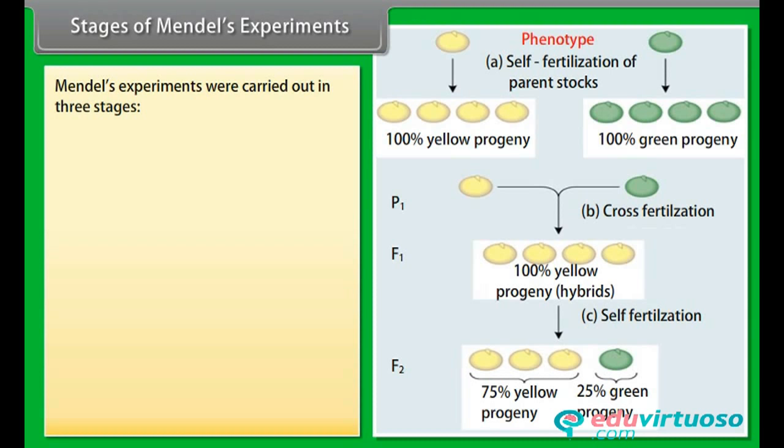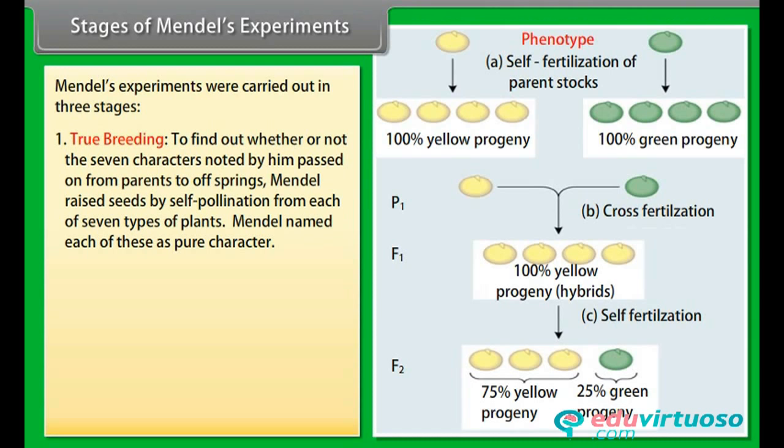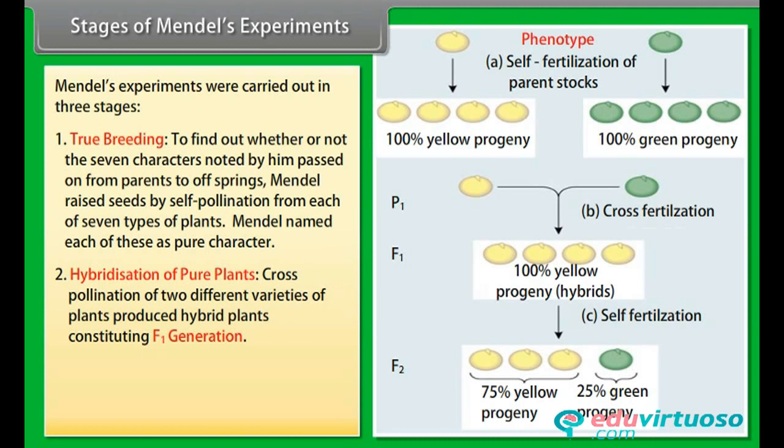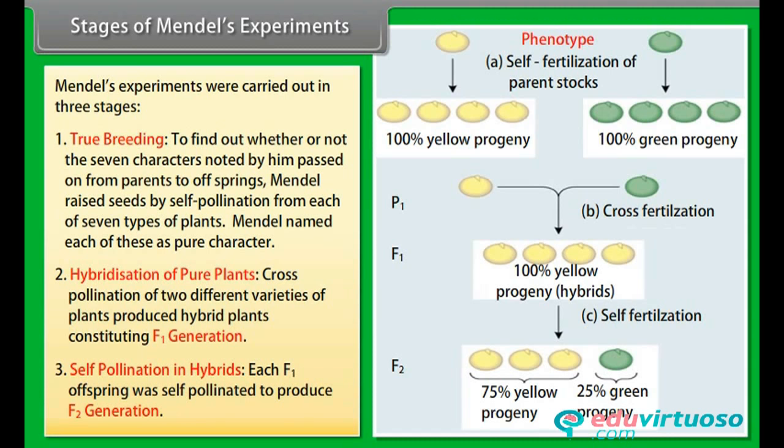Stages of Mendel's experiments. Mendel's experiments were carried out in 3 stages. True breeding, to find out whether or not the 7 characters noted by him passed on from parents to offsprings. Mendel raised seeds by self-pollination from each of 7 types of plants. Mendel named each of these as pure character. Hybridization of pure plants. Cross-pollination of 2 different varieties of plants produced hybrid plants constituting F1 generation. Self-pollination in hybrids. Each F1 offspring was self-pollinated to produce F2 generation.